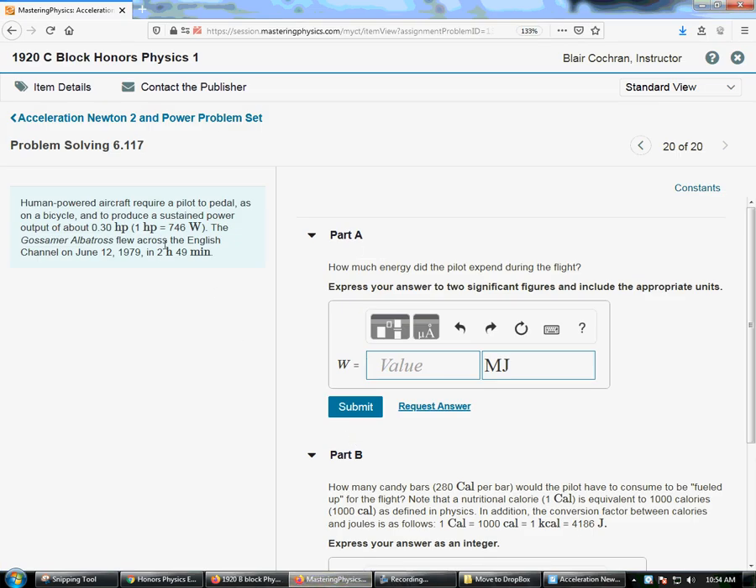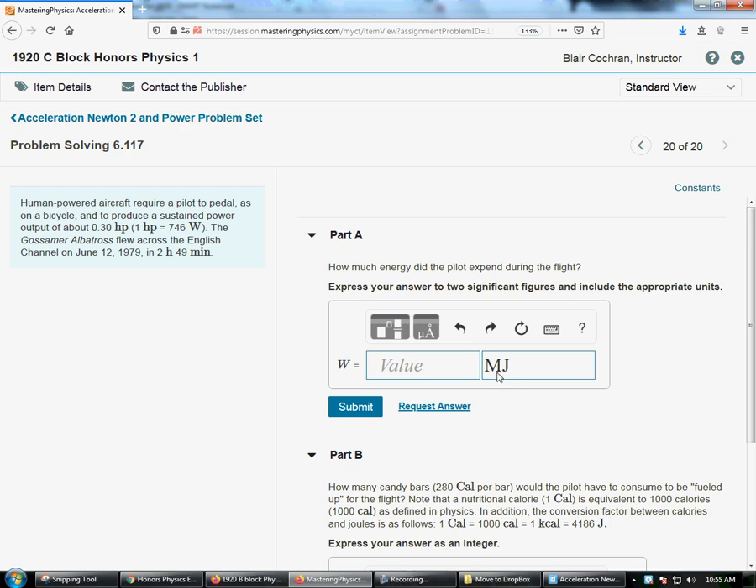We know the power. They give us in horsepowers. Of course, we should convert that to watts, like they told us there. And it tells us the time in hours and minutes. What time unit should we convert to? Seconds. We want to get in our base units. That's why we want to get the horsepower to watts. That's a joule per second. And then if we get our time in seconds, we'll be much happier.